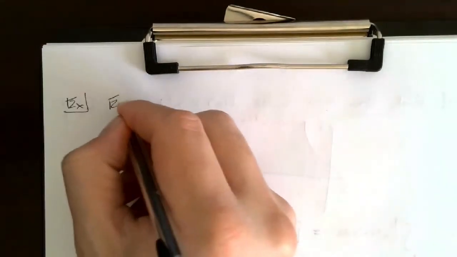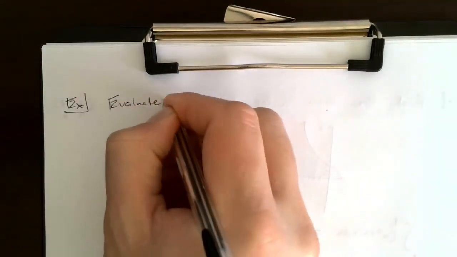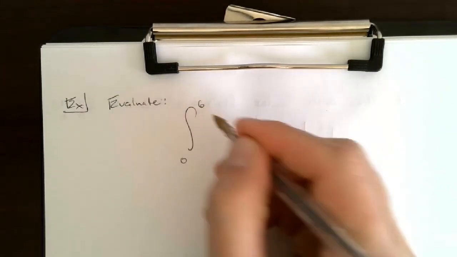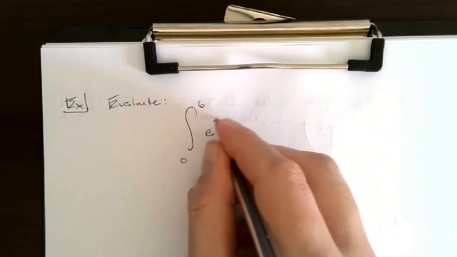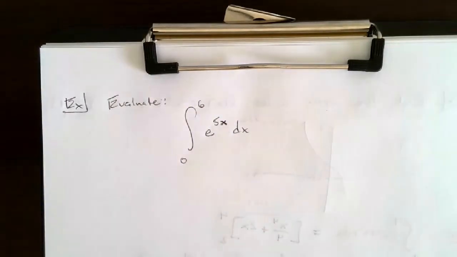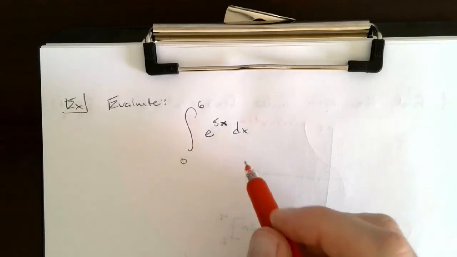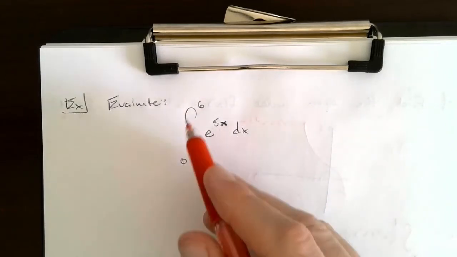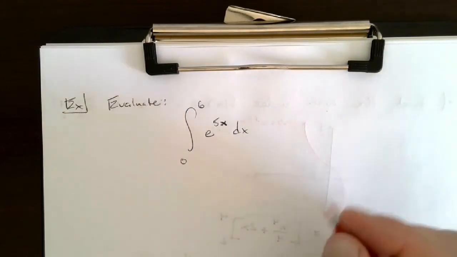If I said to evaluate the definite integral from 0 to 6 of e to the 5x dx. So what you remember you always have to do first when taking this definite integral is actually take the antiderivative. All right, so you always take the antiderivative first. You never substitute the limits in before you take the antiderivative.